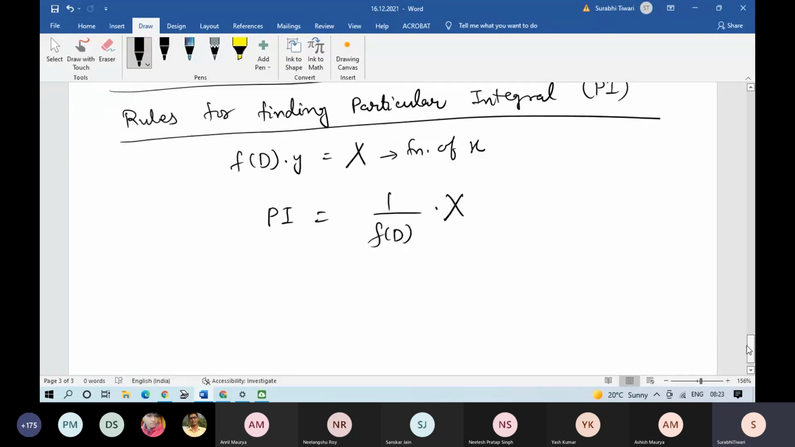Now the first rule is, if capital X is an exponential function, then in such a case 1 upon f(D) e raised to the power of ax, this is the particular integral. This will be 1 upon, in place of D you write a, f(a) e raised to the power of ax.